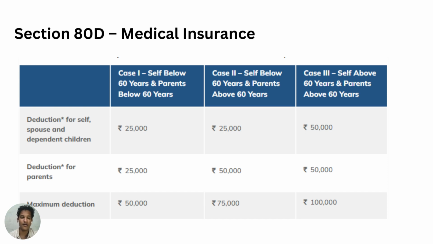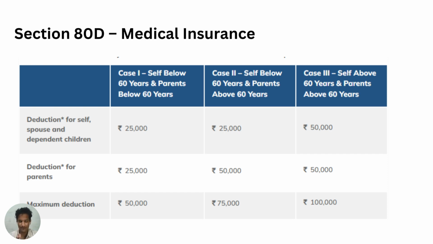In the first case, if you are an employee below 60 years and your parents are below 60 years, then how much amount can you show? If you have taken personal medical insurance, you can claim 25,000 deduction for yourself, your wife or husband, and dependent children. For the parents, the deduction is another 25,000, and the overall maximum deduction you will get is 50,000 for case one.